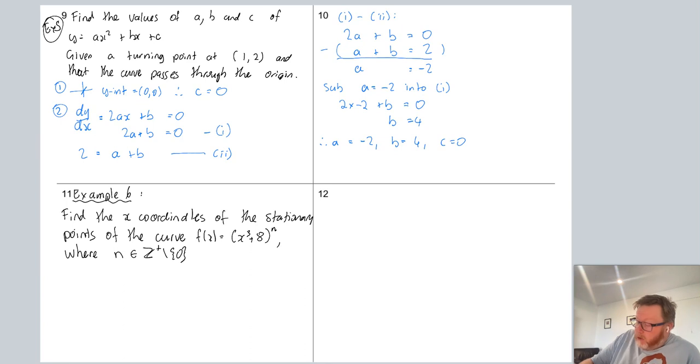If I had time, I could put it into my equation here. What have I got? Minus 2 and 4. Minus 2 plus 4 does equal 2, so the check is done there. So that's cool.